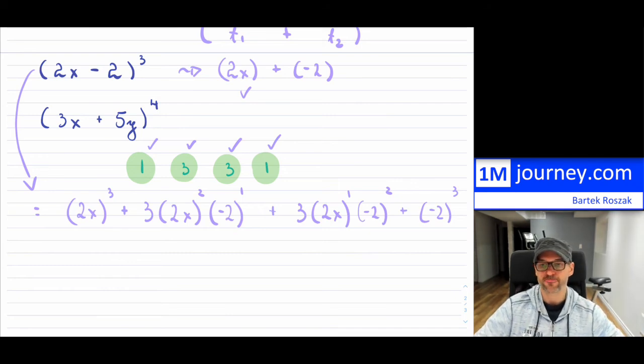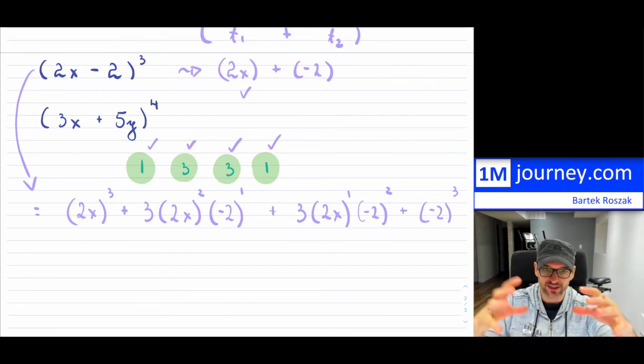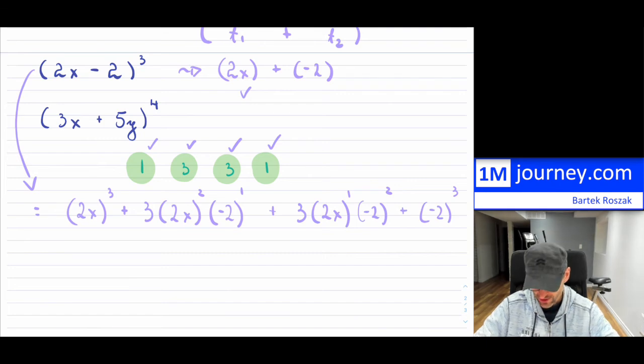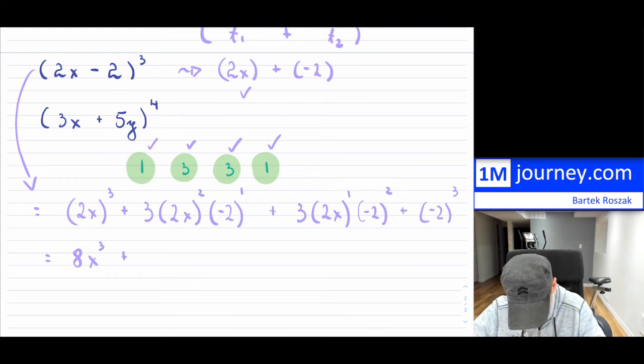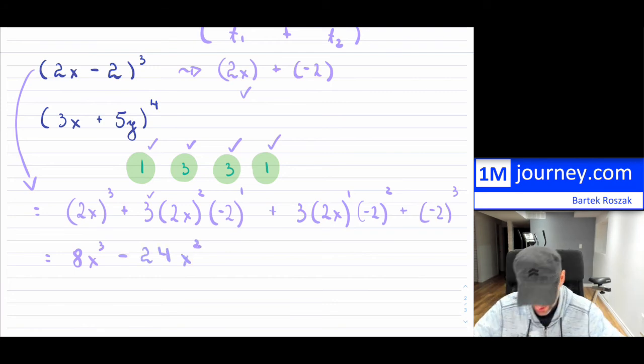Now, of course, we don't really leave it like this, so we would actually multiply the numbers and use the exponents and so on. Then we can collect it all, so it looks kind of nice and neat. So let me do that. So here, the 3 means this is going to be 8x cubed plus, now let me take all the numbers. So 3, this is going to be 2 squared. Okay, so that's going to be 12, and then times 2 is going to be 24. Notice the negative, so this is going to turn negative 24x squared.